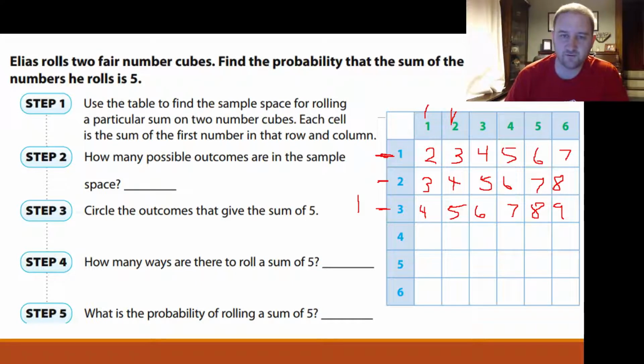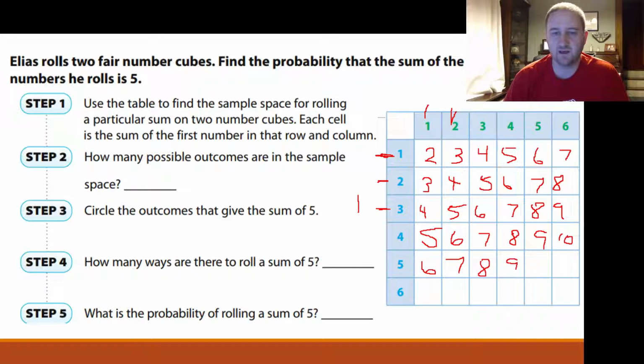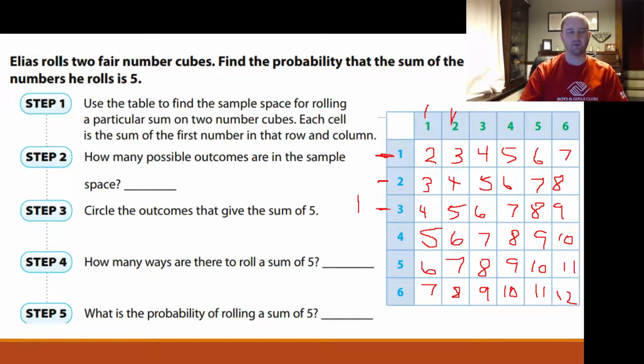If he rolls a 4 first and then a 1, that's 5. Then he's going to get a 6, 7, 8, 9, and then he could get a sum of 10 that way. Okay, if he rolls a 5 first and then a 1, that's 6. Then he could get a 7, 8, 9, 10, and 11. If he rolls a 6 first and then a 1 on the second, that's a sum of 7. Then there's an 8, a 9, 10, 11, and 12. All right, so this is our sample space.